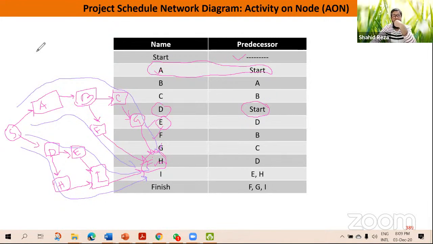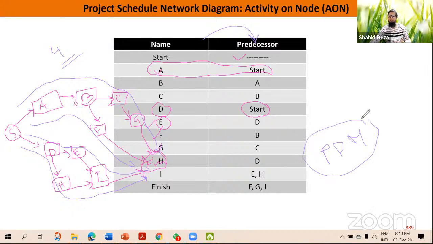All right. So sometimes in the exam, a very simple question comes: how many paths are there in this network diagram? So the answer will be 4 paths. All right. So this way, just by seeing the predecessors, we can draw the network diagram. That's why the name precedence diagramming method comes from here. Just seeing the predecessor of an activity, we can draw the network diagram. That's why the technique is known as the precedence diagramming method.